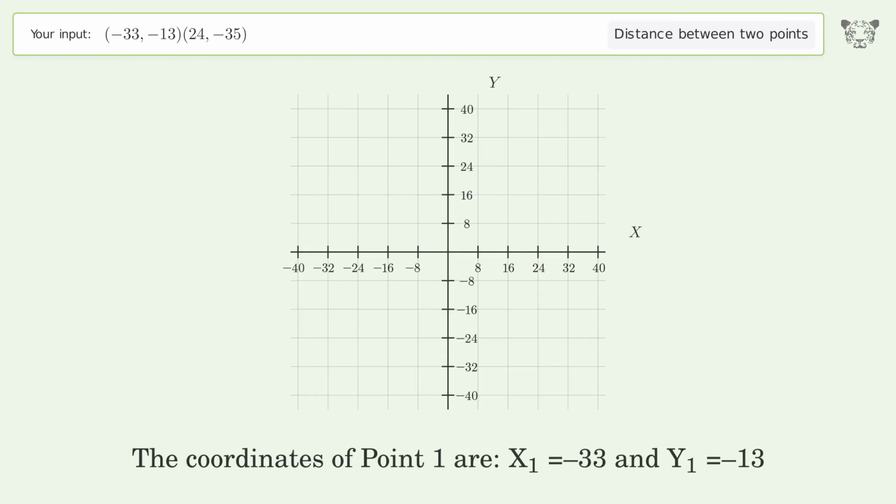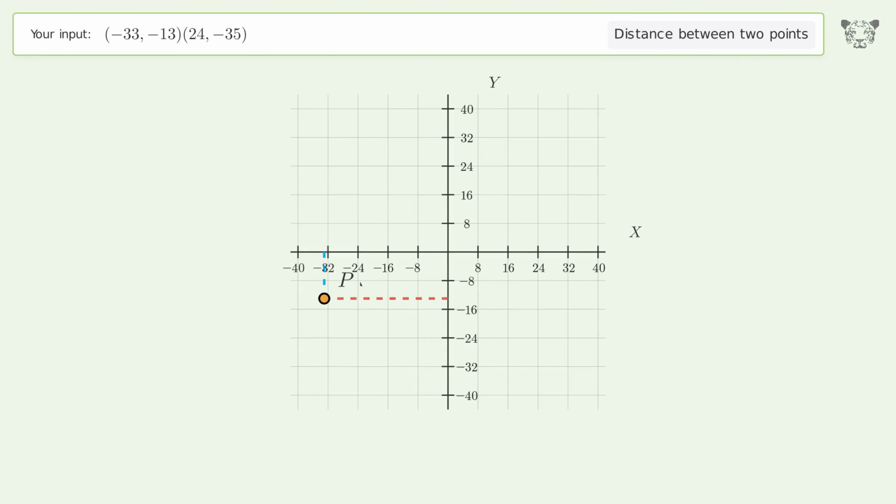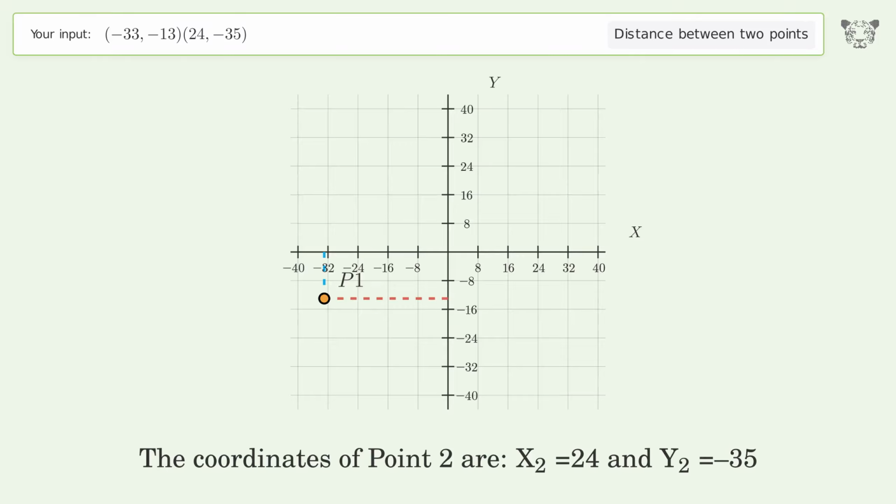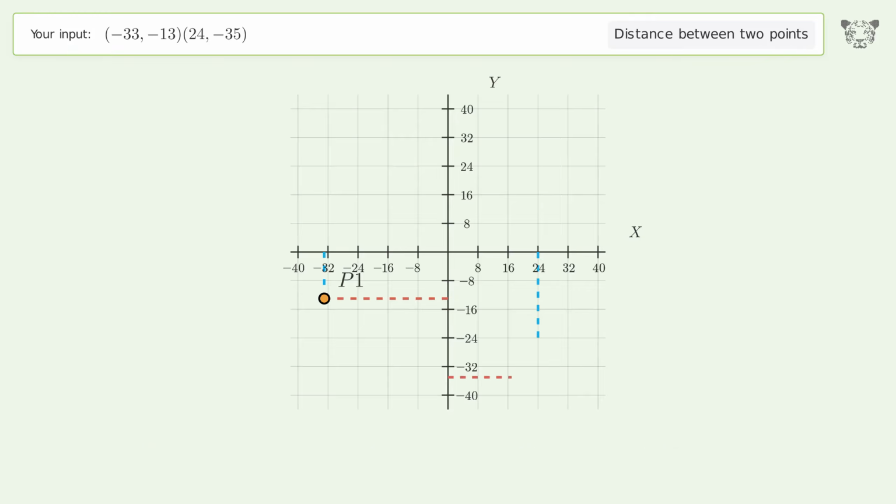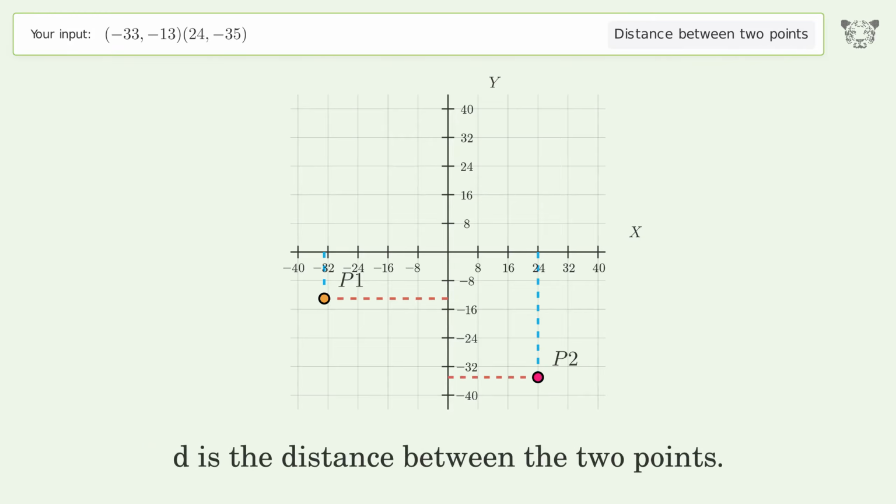The coordinates of point 1 are x1 equals -33 and y1 equals -13. The coordinates of point 2 are x2 equals 24 and y2 equals -35. D is the distance between the 2 points.